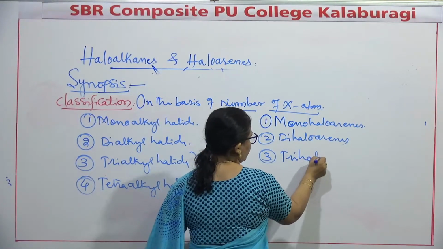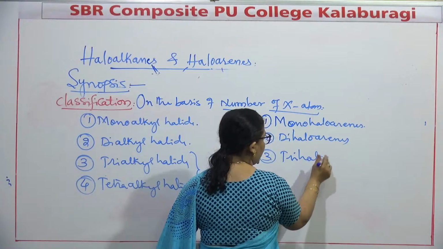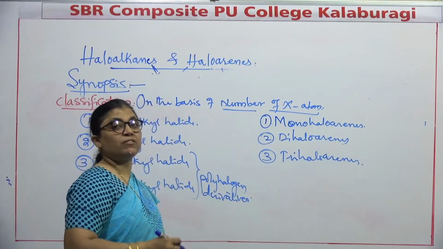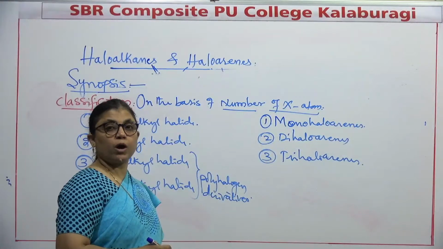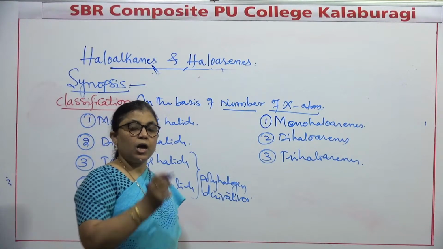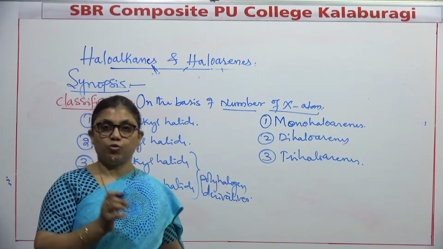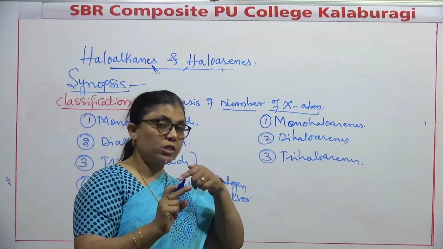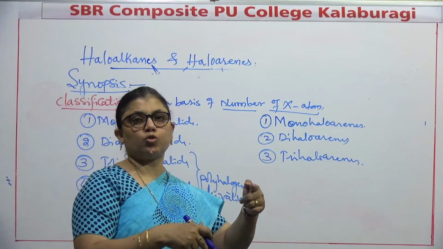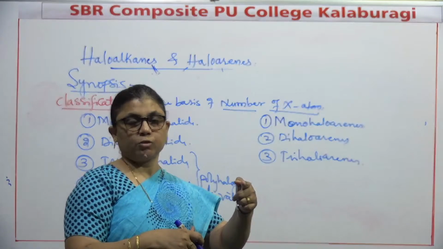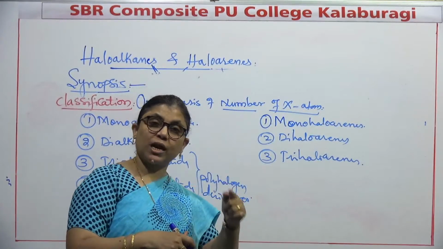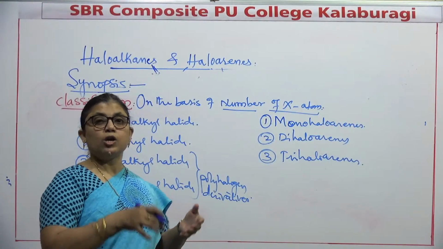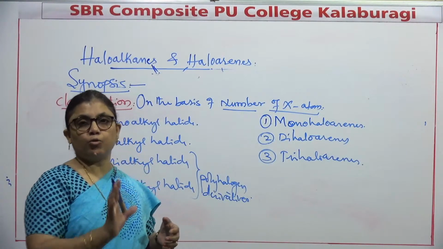Trihaloarene. So don't think that we are going to classify only with respect to alkane. Even the classification can be done with respect to arene also, on the basis of the number of halogens. Remember one thing: how many hydrogens are removed, that many halogens should be added over there to satisfy the valency, to get the respective haloalkane.